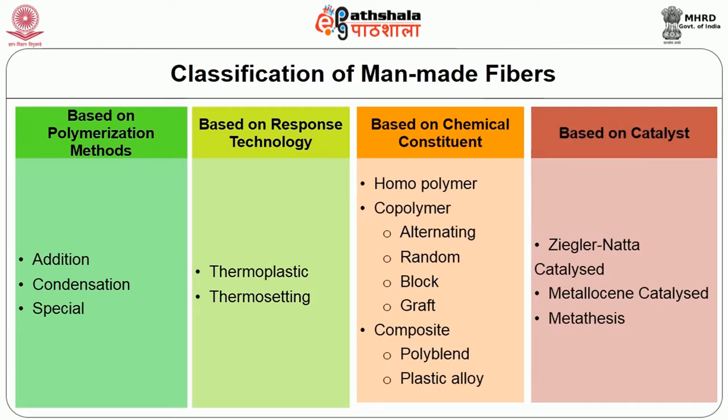And with respect to the response technology, it is called thermoplastic or thermosetting polymers. Then further, based on the chemical constituents, it is either called a homopolymer, or a copolymer, which could be alternating, random, block, or even graft. Further, it is called a composite, polyblend or plastic alloy. And then based on the catalyst, it is classified as Ziegler-Natta catalyzed or metallocene catalyzed metathesis. So these are the three ways with respect to the catalyst.